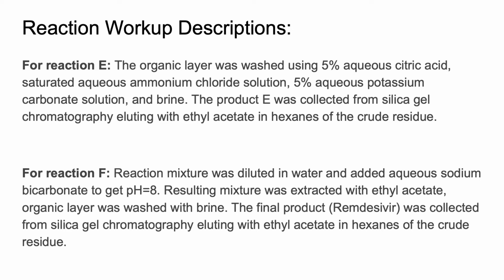milliliters of water, and then they added 200 milliliters of saturated aqueous sodium bicarbonate solution to get pH equal to 8. The resulting mixture was extracted with ethyl acetate, and the organic extract was then washed with brine, around 15 milliliters, dried over anhydrous sodium sulfate and concentrated under reduced pressure. The same as reaction E, the crude residue was subjected to silica gel chromatography, eluting with ethyl acetate in hexane to get the final product.